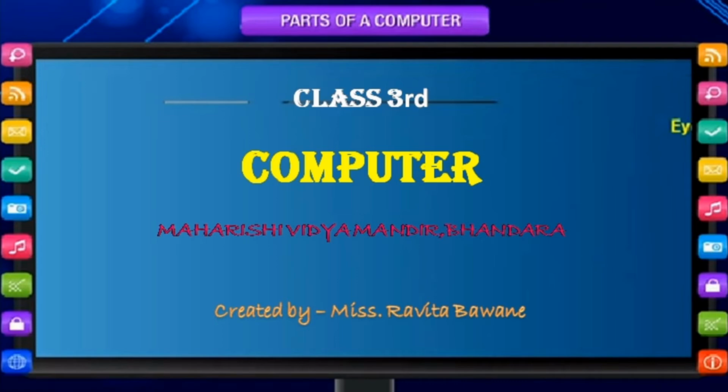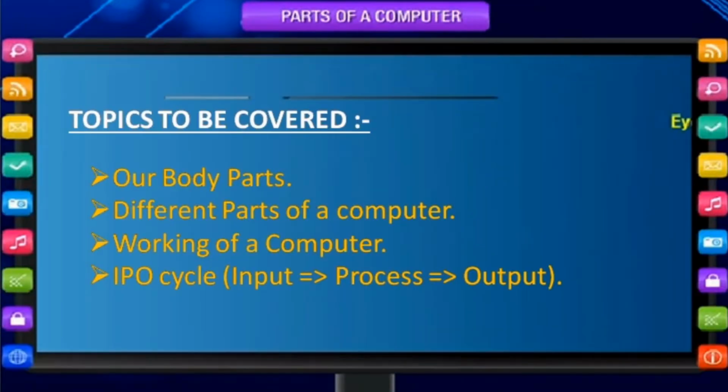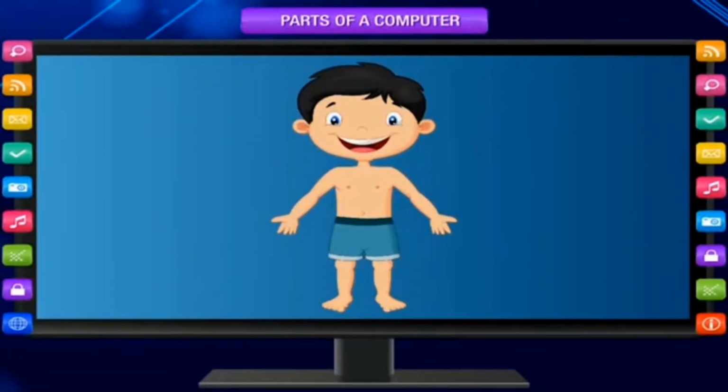Today in this video we are going to discuss chapter 2, that is parts of a computer. The topics to be covered in this chapter are: first is our body parts, next is different parts of a computer, then working of a computer, and then last is IPO cycle. IPO means input, process and output. Okay, so students, see in this picture, that is body parts.